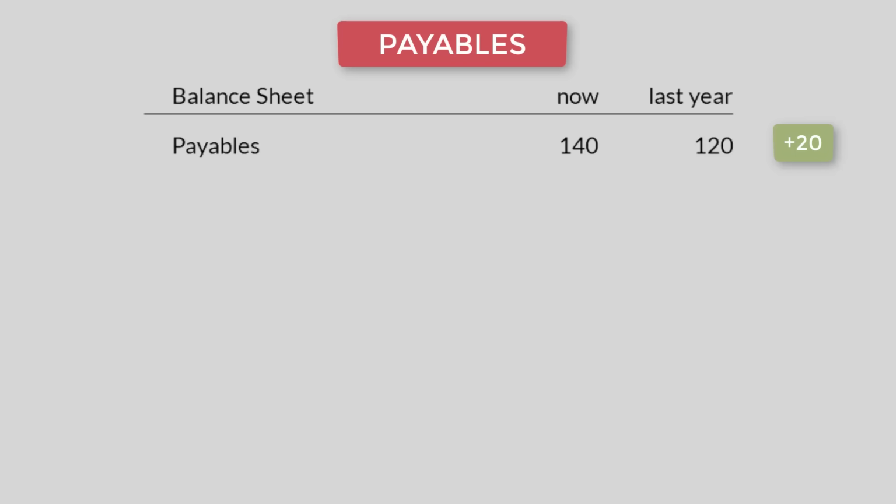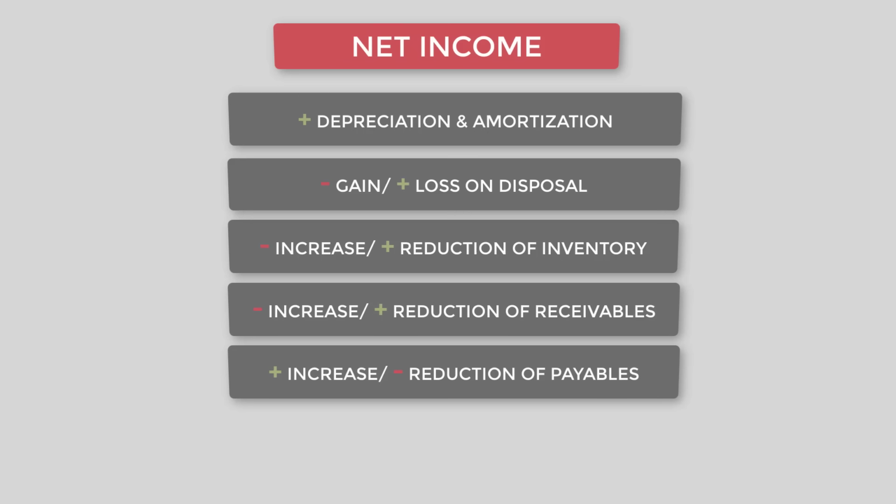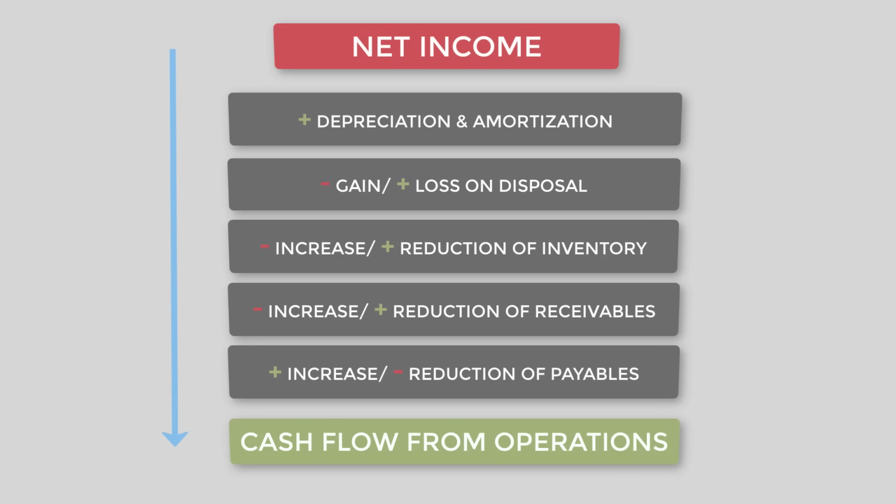Then payables. They work the other way around because they're liabilities. If we increase this position, we paid out less to our suppliers. We're working with their money, which is good for our cash balance. So a higher figure for payables is a positive cash increasing change. If they decrease though, it's negative for our cash balance because we used more of our cash to pay the suppliers. Now all that's left to do is to sum up these adjustments with net income on top to get to the cash flow from operations.